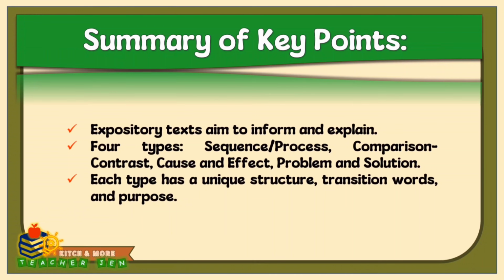First, we have a sequence or process, which explains steps or stages. Second is comparison and contrast, which shows similarities and differences. Third is cause and effect, which shows how one event leads to another. And the fourth one is the problem and solution, which presents a problem and suggests solutions. Each type of expository text has its own structure, transition words, and purpose to make the information clear and easy to follow.